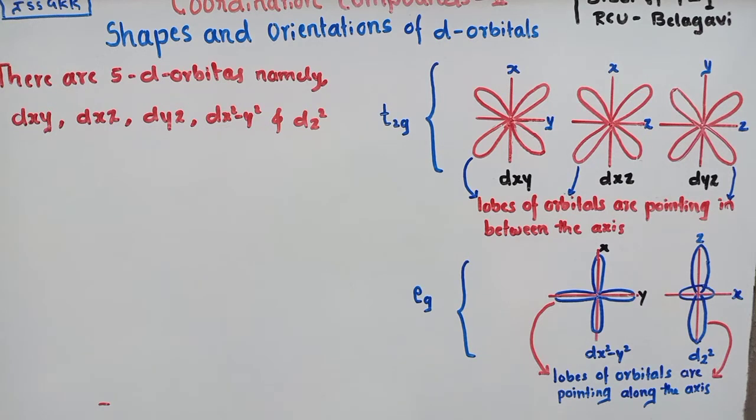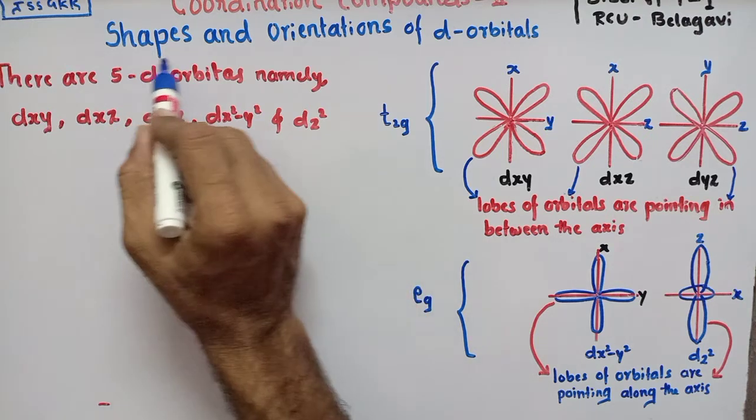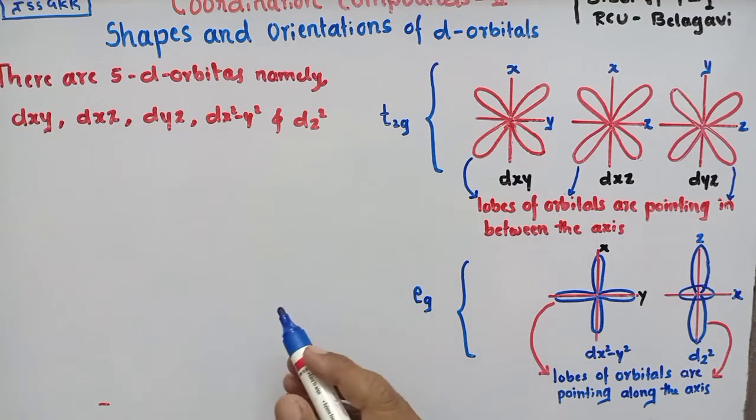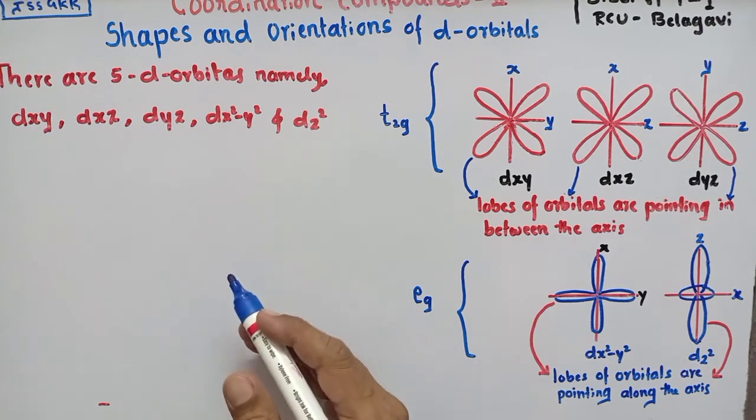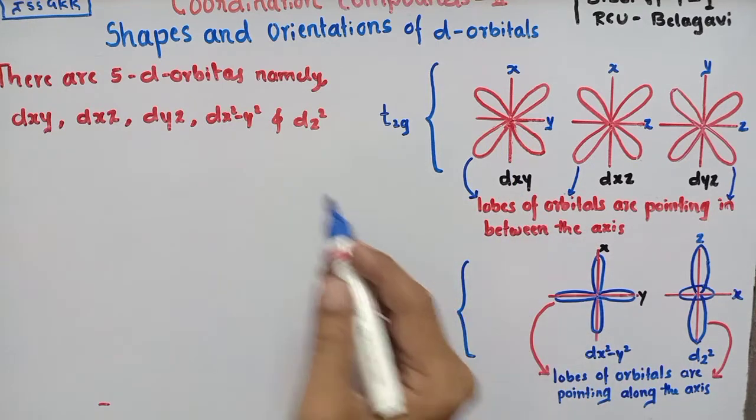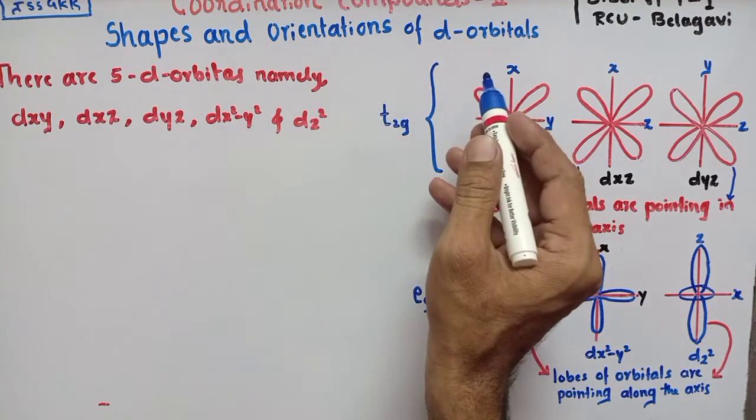Well, in the last video, we have come across the crystal field theory assumptions or salient features of crystal field theory. Now in this video, I am going to explain the shapes and orientation of d orbitals. Since crystal field theory concentrates mainly on d orbital splitting, it becomes necessary to come across the shapes and orientation of d orbitals.